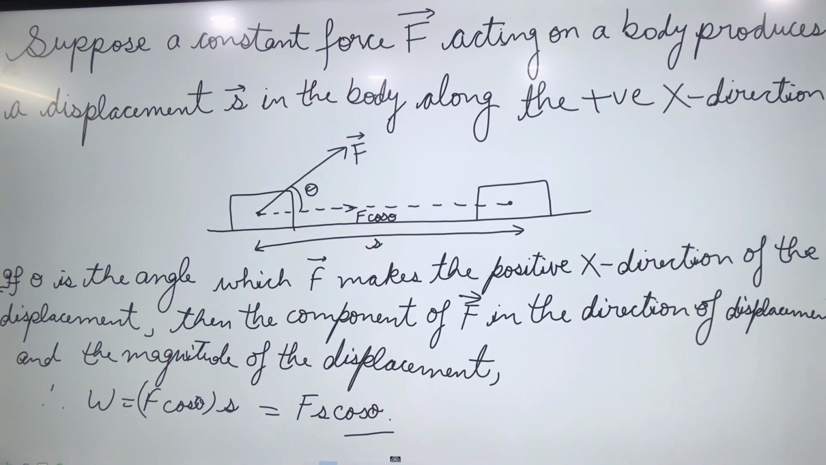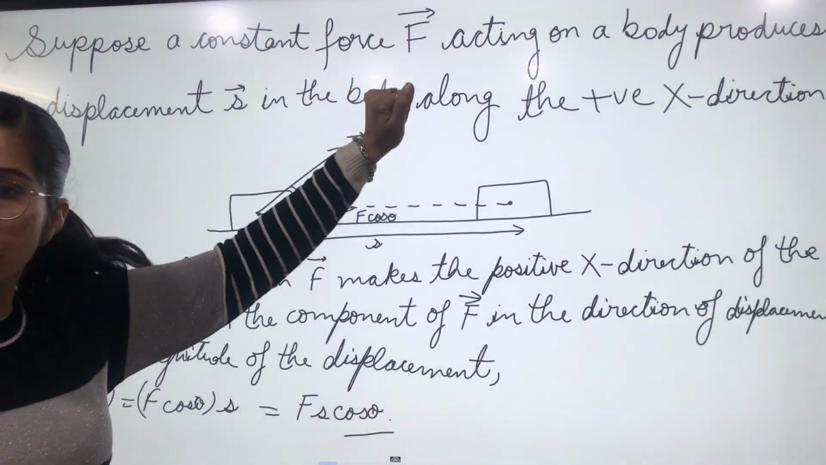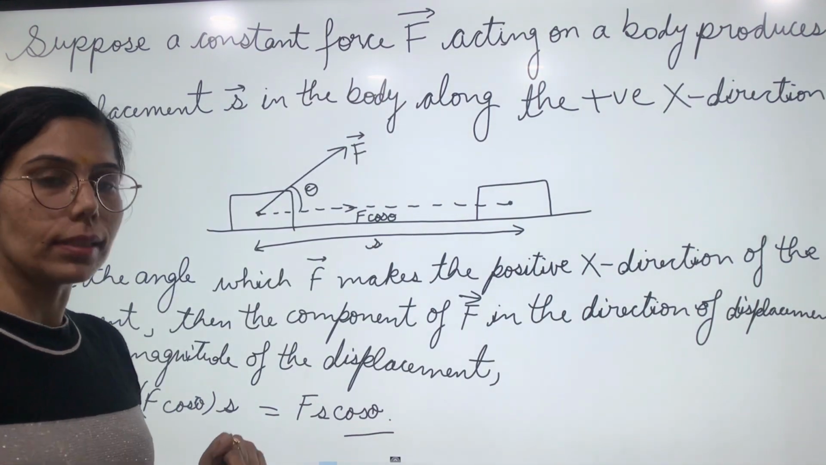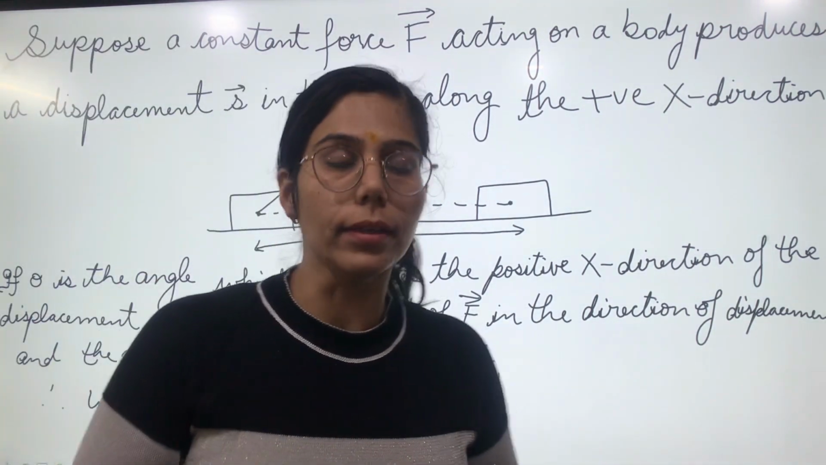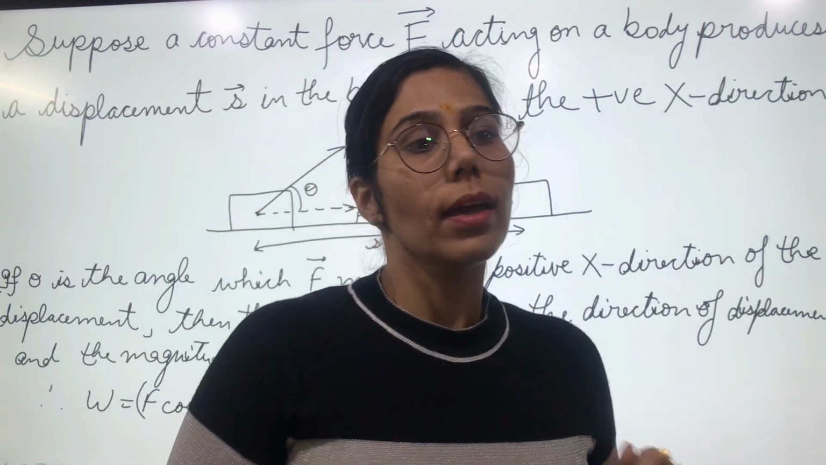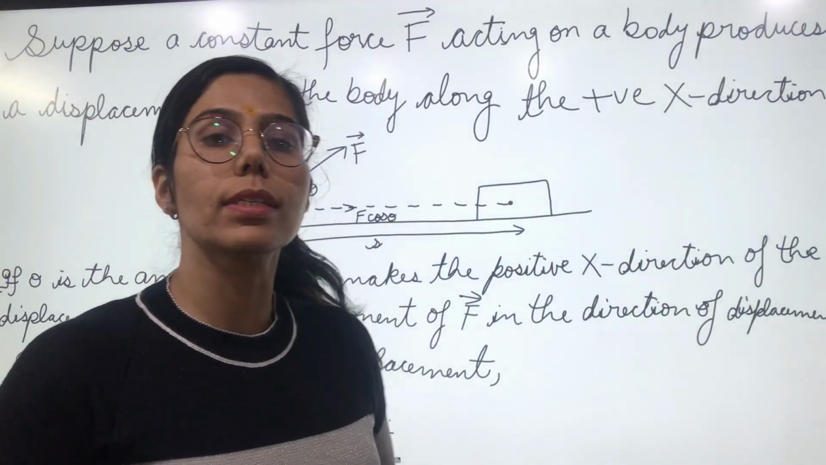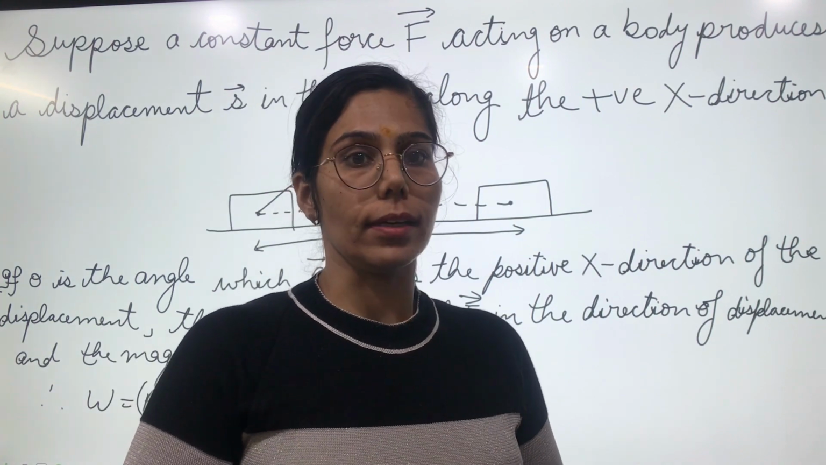Now let us proceed. Suppose a constant force F acting on a body produces a displacement S in the body along the positive x direction. We have taken force F over here, and don't worry that we have used the vector sign. You will learn about vectors and scalar quantities in the +1 standard. A vector has both magnitude and direction, and a scalar has only magnitude. So here force is a quantity which has both magnitude as well as direction.